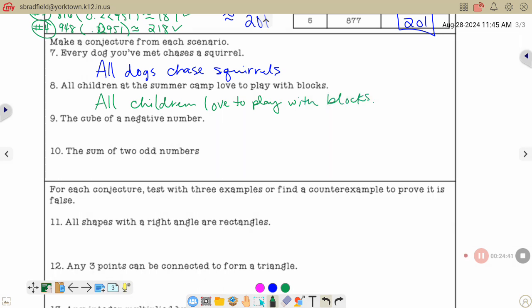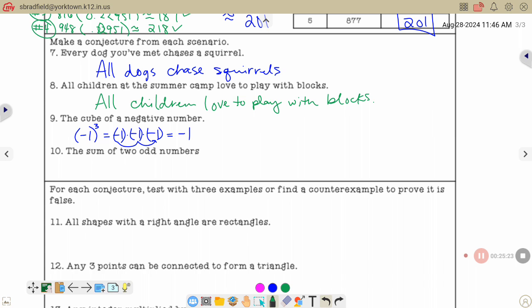And number 9. What do I know about the cube of a negative number? What would I assume if I'm cubing a negative number? So we might make some examples. If I have -1 cubed, that's -1 times -1 times -1. What would I assume would happen? It's always going to be negative. A negative times a negative is a positive, and then times another negative is a negative. So this would be negative 1.